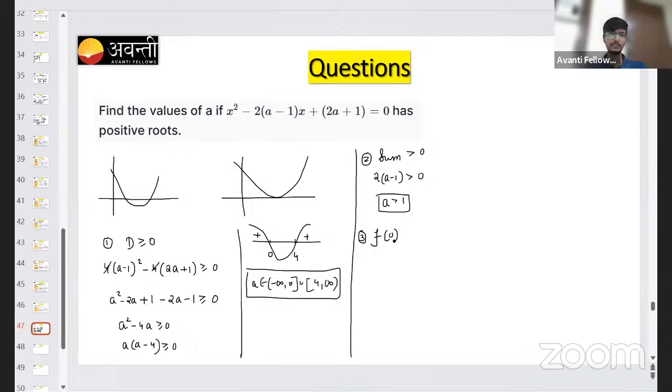So f of 0 is greater than 0. So f of 0, this is f of x. So f of 0, what did we get? 2a plus 1 greater than 0. So a is greater than minus 1 by 2.